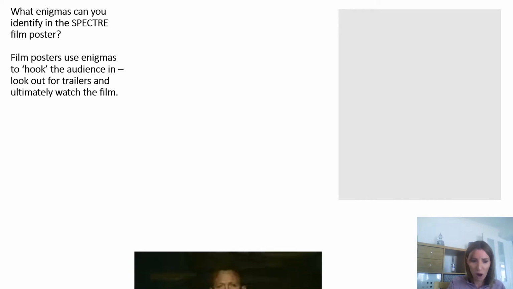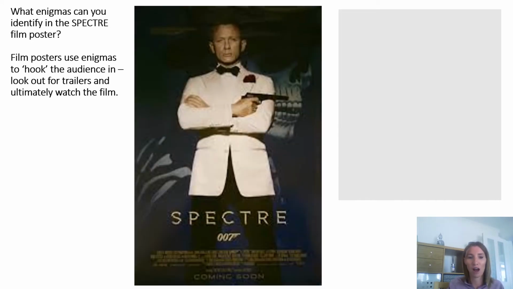So on the screen just here, I have Spectre, a film poster. Now we will be looking in loads more detail at this film poster. We'll be analysing this as part of one of your topics in year 10. But what I want you to do is just look at that film poster and tell me what enigmas you can identify. Now, it's important to remember that film posters use enigmas because they want to hook the audience in. They then want you to look out for the trailers, and ultimately they want you to go and watch the film. So when we look at Spectre, this film poster, pause the lesson and have a think about what enigmas you can see.